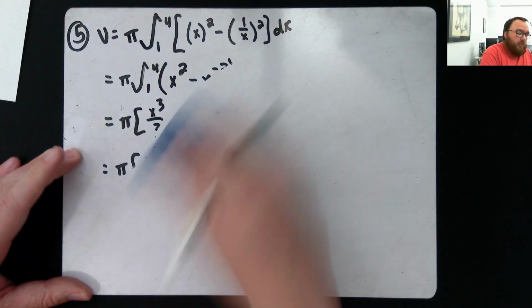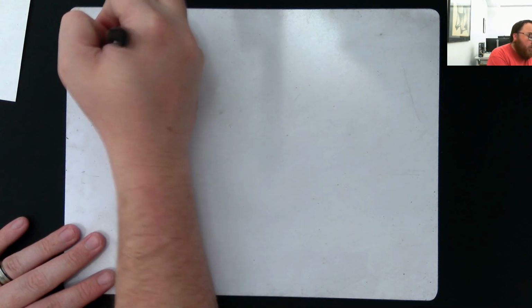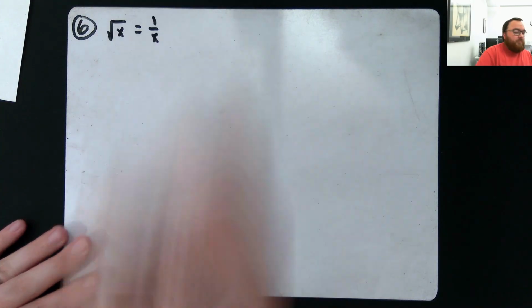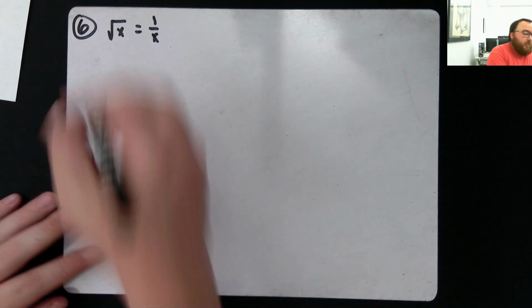So I've got to see which one is on top. First thing is I've got to see if they cross, so that if they switch at any point. So to do that, set them equal to each other. Square root of x equals 1 over x. To get rid of the square root, let's square both sides.